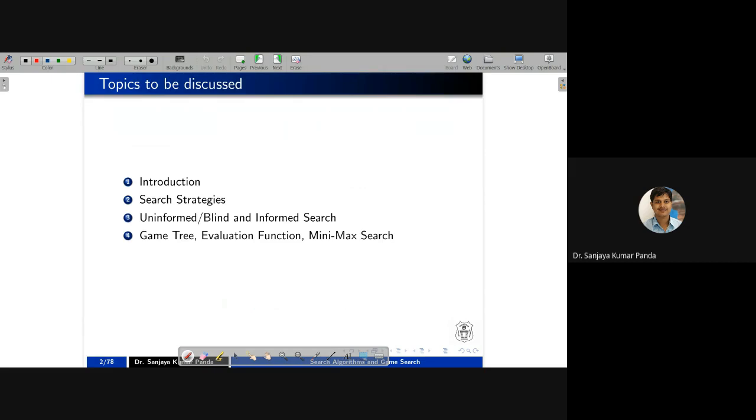We'll start with what are the important parameters you need to consider for a search. We'll also see how to carry out a particular search or how to find a particular solution. And we'll also see what are the components you need to consider whenever you are searching for a particular element. Then we'll see some of the search strategies.